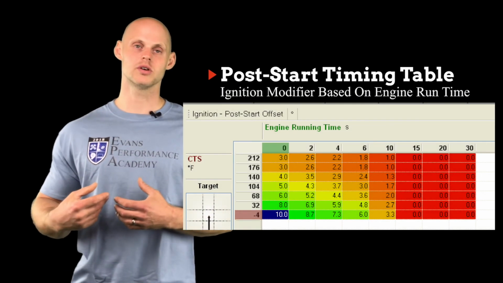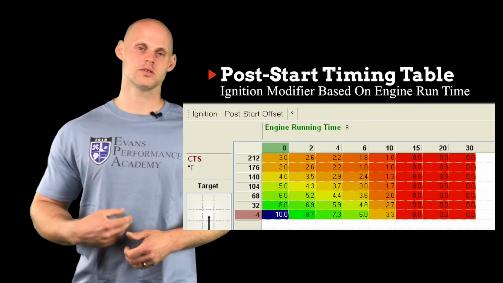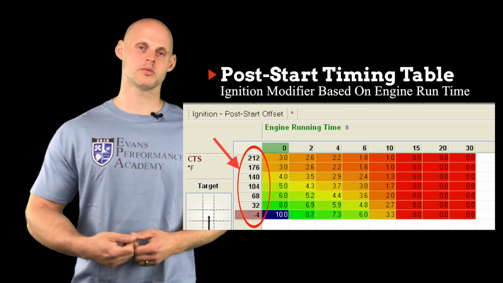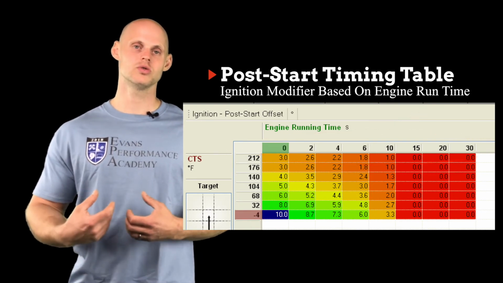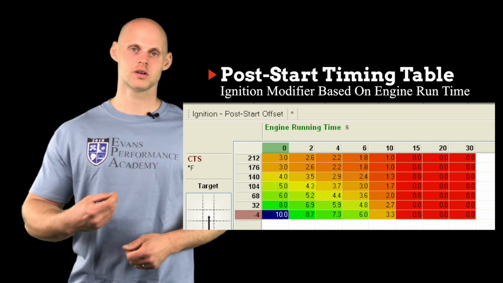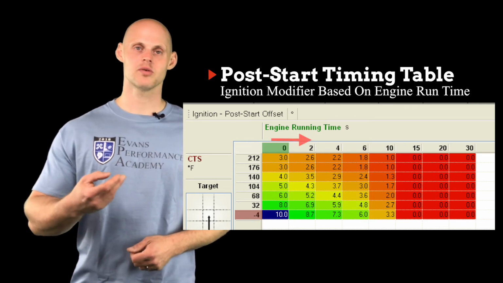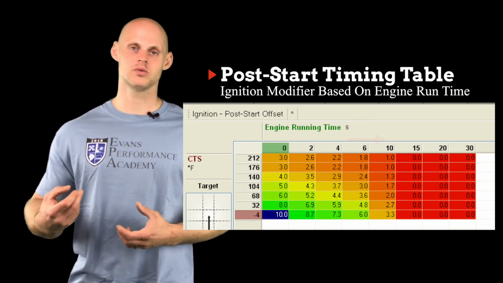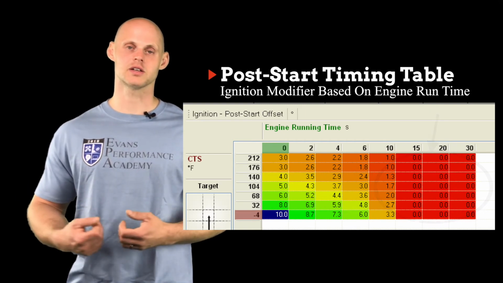So the last table we're going to be looking at here is our post-start timing compensation table. Now this table is going to be based on engine coolant temperature and engine runtime. This table is going to be used when we fire off the engine and it immediately runs. We're going to start the table at our 0 time here, and then we're going to taper out the ignition timing to essentially 0 once the engine runs for 5 or 10 seconds.